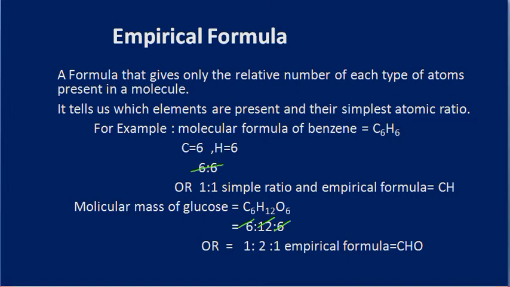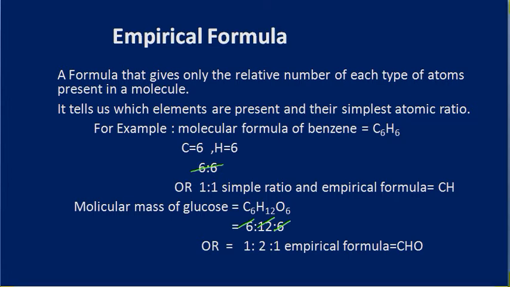A formula that gives only the relative number of each type of atom present in a molecule. So it only gives the relative number: how many elements are there and what their relative number is. It is only telling us the elements present and their simplest atomic ratio.